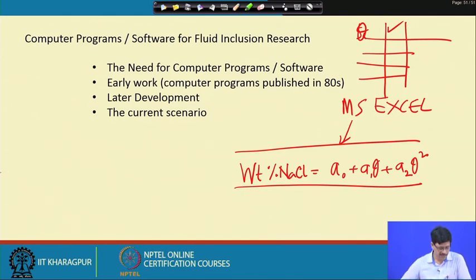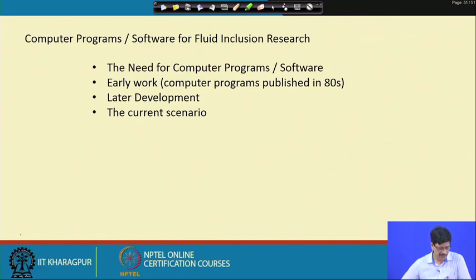but then when it comes to a situation where we have to calculate the density of an aqueous fluid from temperature of homogenization and salinity, there it is a 10, 12 or 14 coefficient nonlinear regression equation, and that will possibly not be very easy to put in an Excel sheet and do very easily.